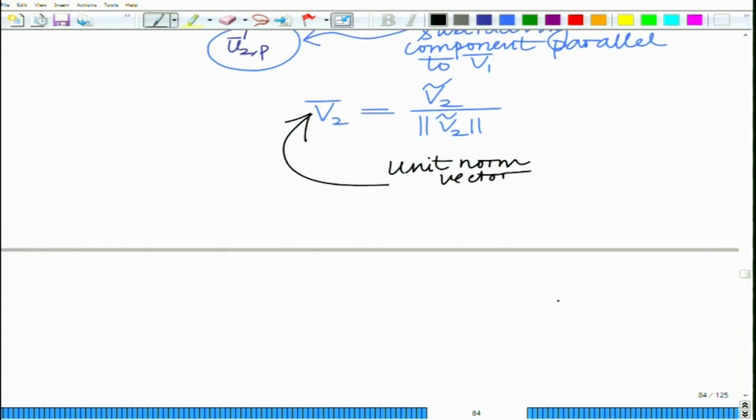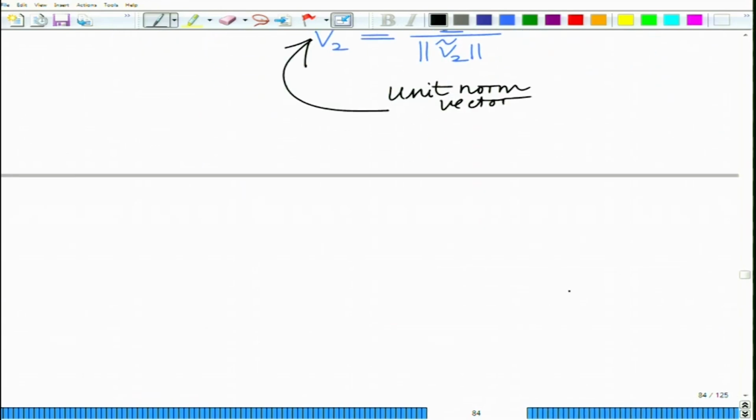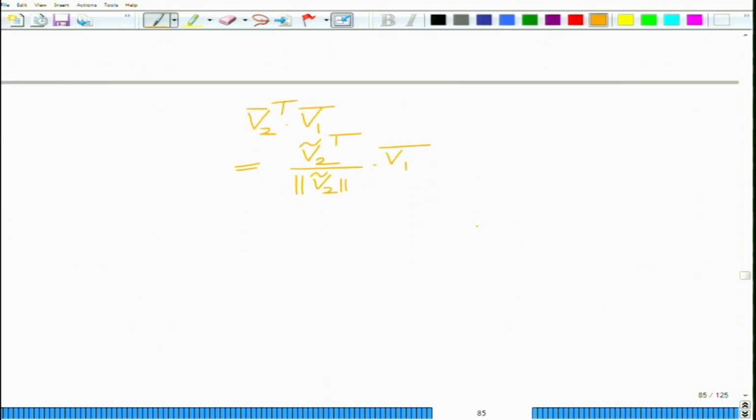Okay. And you can see orthogonality as follows. Consider just a quick demonstration of orthogonality. Consider V2 bar. We have already seen V2 bar is unit norm. V2 bar transpose V1 bar equals V2 tilde transpose divided by norm V2 tilde times V1 bar, because V2 bar equals V2 tilde divided by norm V2 tilde, something that we have already just seen.